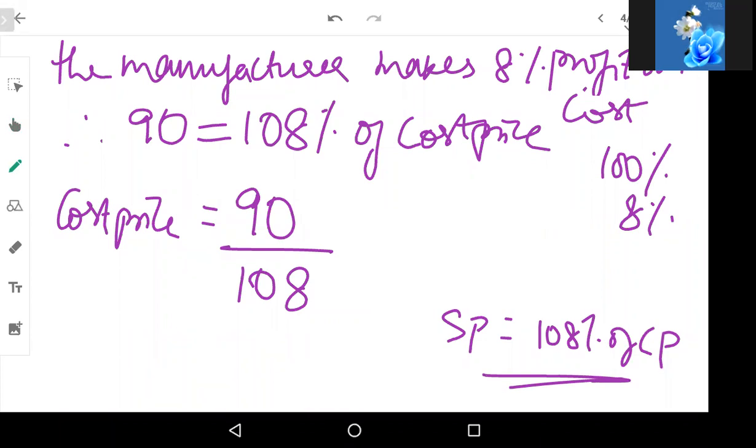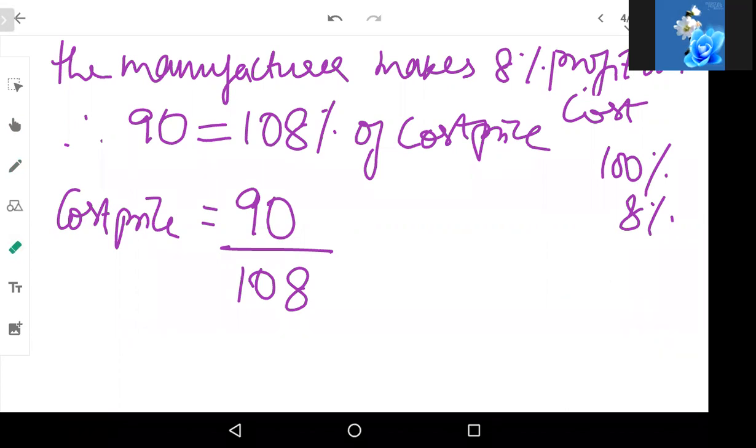Okay, now how do we find the cost price? Getting cost price to the other side, 90 is the selling price divided by the percentage value. Now this will give you, what is the value that it will give? I think it will give 0.833, correct? Yeah, thank you, Spurti, for the confirmation. This is the amount you get.